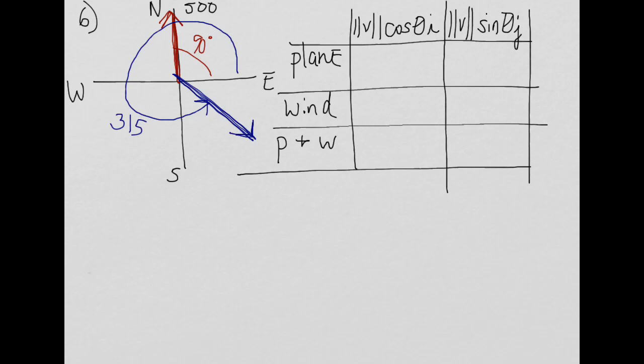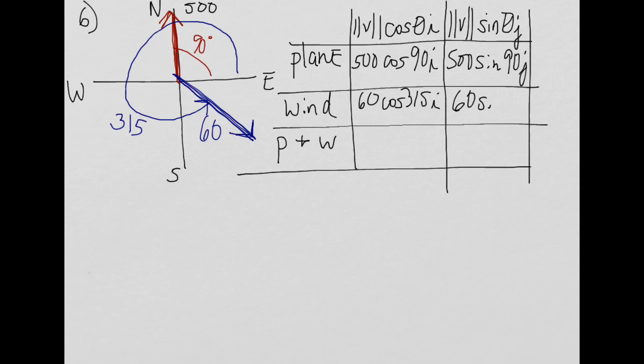Okay, so I set up my chart. I am getting the plane vector set up, the magnitude times the cosine of the angle, the magnitude times the sine of the angle. So I'm going to do it for both of them. So the magnitude for the plane was 500 times the cosine of now 90i, and 500 times the sine of 90j. Okay, for the wind, oops, I forgot about the wind. That was 60, the magnitude. So 60 times the cosine of now 315i, 60 times the sine of 315j.